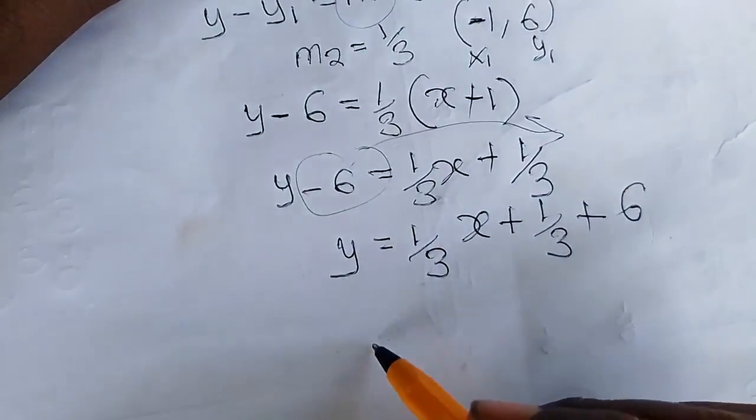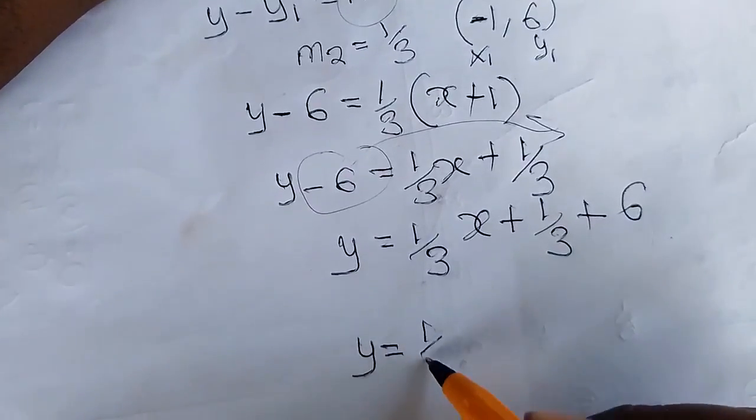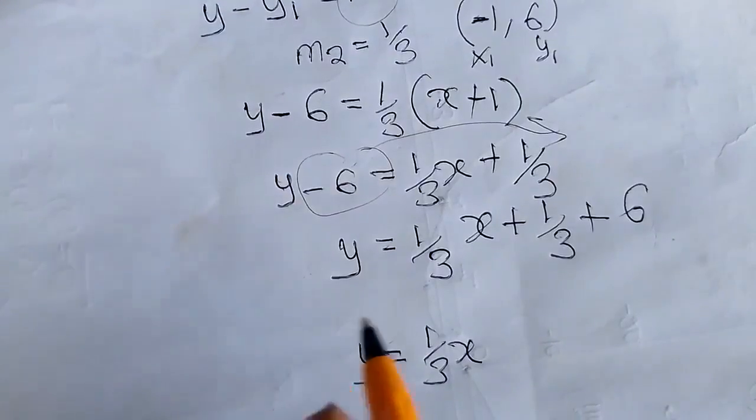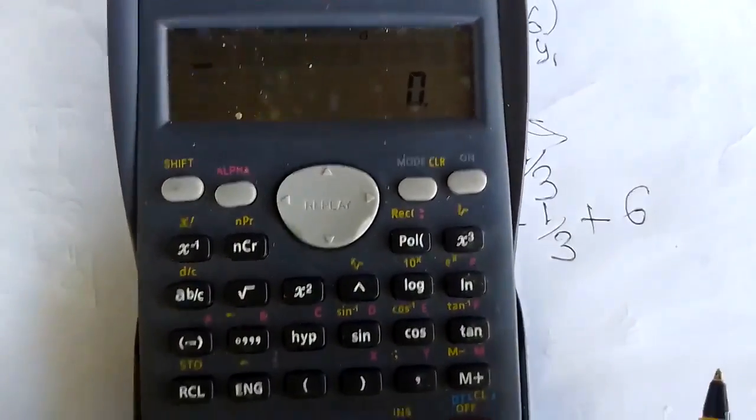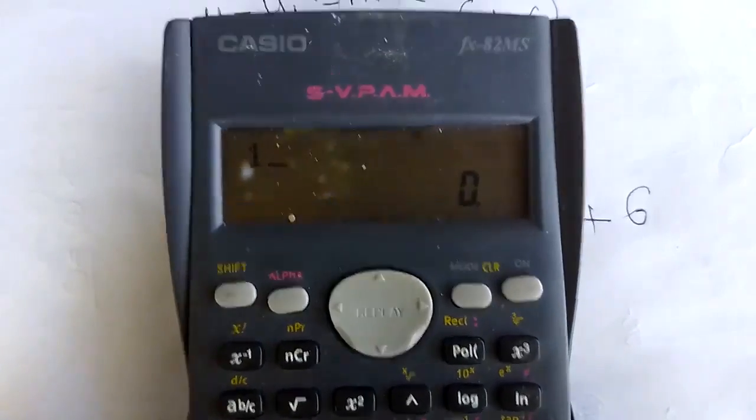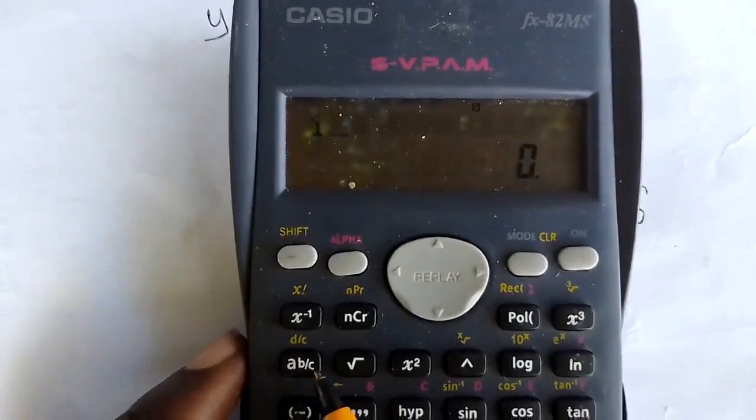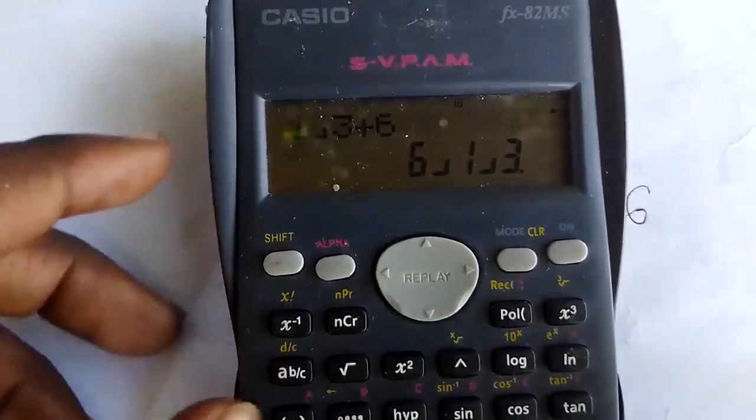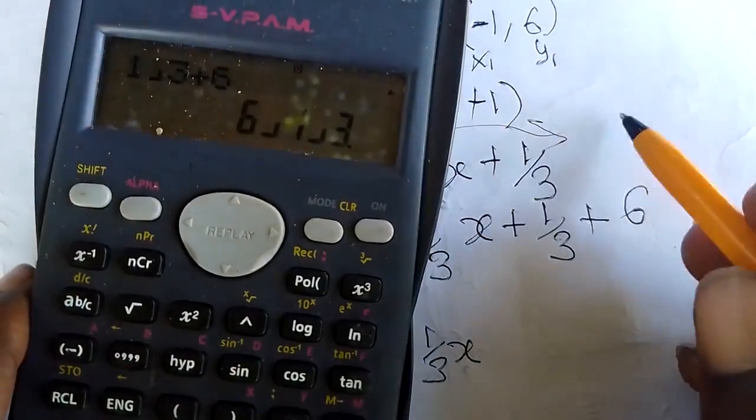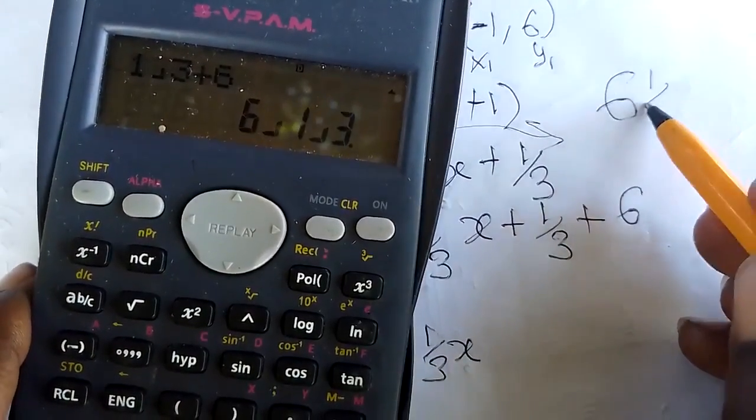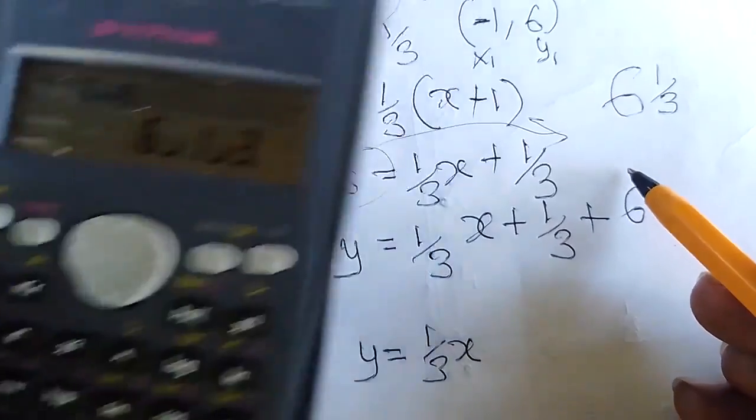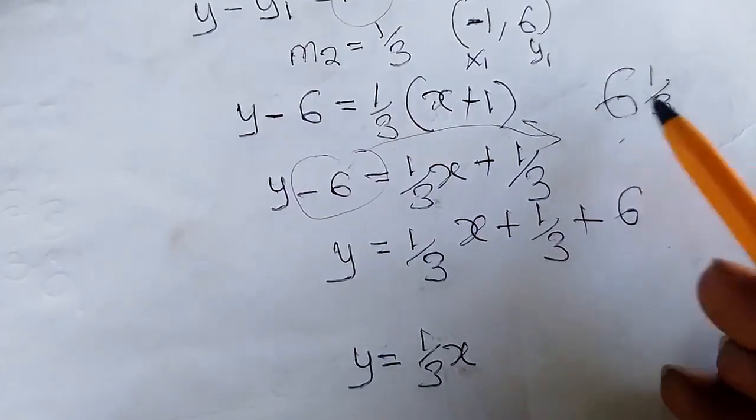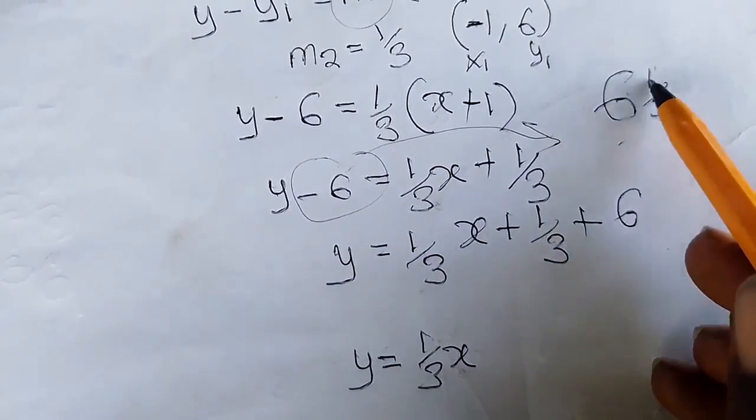Then you just say y is equal to 1 over 3x. Type this on a calculator. Don't try to use your head, you are going to waste time. This is paper 2. So I told you 1 over is this button here. 1 over 3 plus 6. What is the answer? That is the answer. It is 6 and 1 over 3. That is your answer. So you can say 3 times 6, 18, plus 1, 19. So it's 19 over 3.